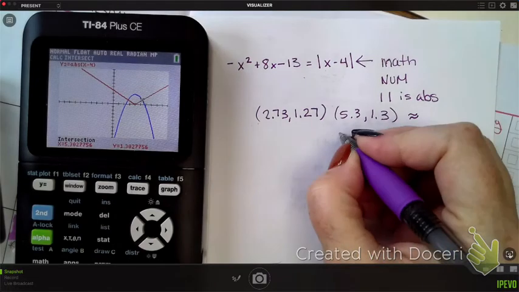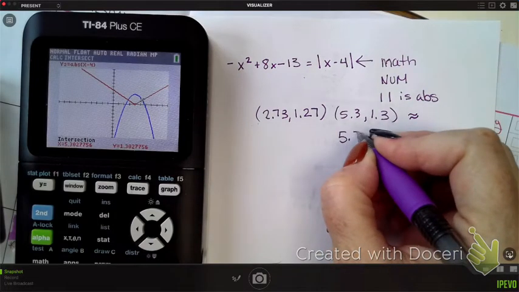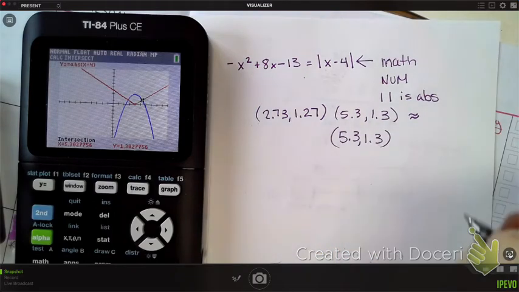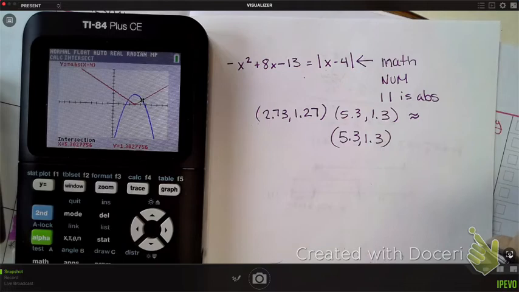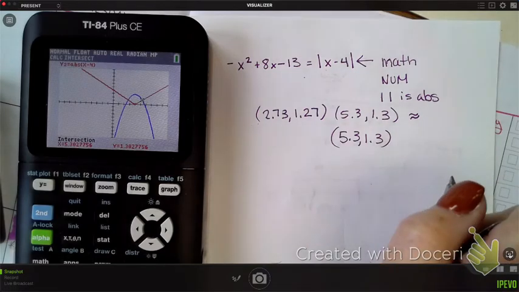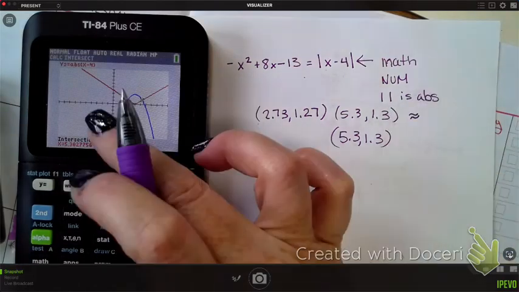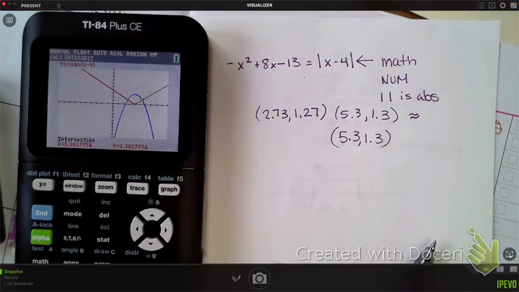5.3, 1.3. I was a pretty good guesser on my trace, wasn't I? That's what I have. That is exactly the answer, well, rounded.